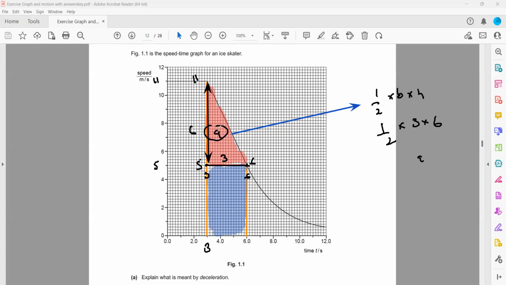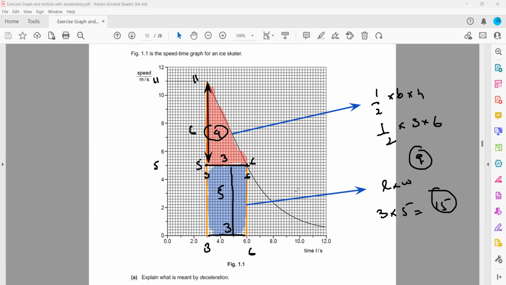We calculated that. Now, the area of the rectangle starting at 3 and ending at 6, so this will be 3, and starting at 0 and ending at 5, so this will be 5. How do we get the area of the rectangle? It is length into width. Length is equal to 3 and width is 5, so the answer is 15. So one answer is 9 and another one is 15.